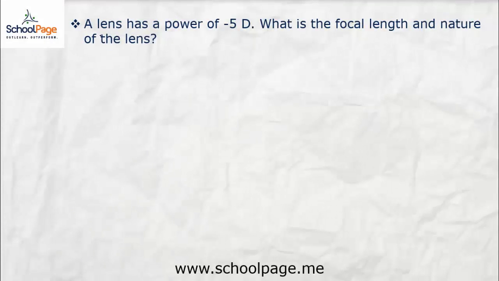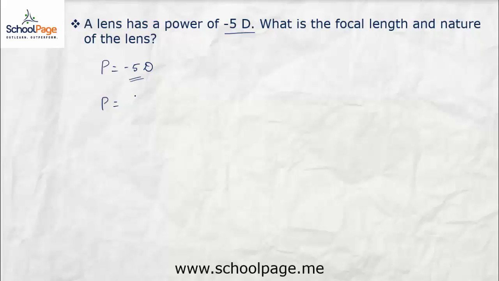In this question, a lens has a power of minus 5 diopter. We have to find the focal length and nature of the lens. So power of a lens is given as minus 5 diopter. Since the power of this lens has minus sign, it is a concave lens. So using the value of power, let us find out the focal length.